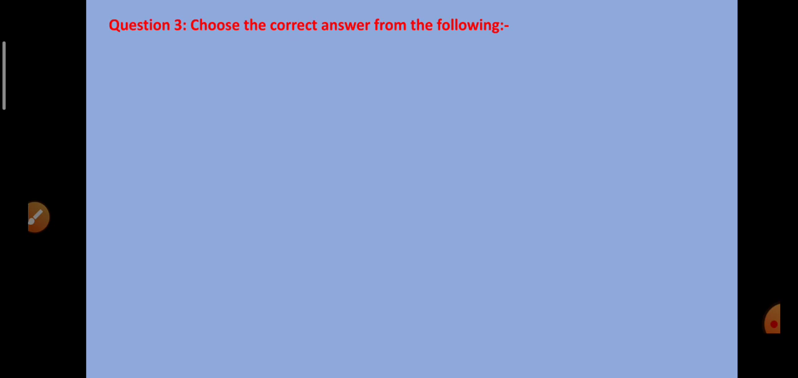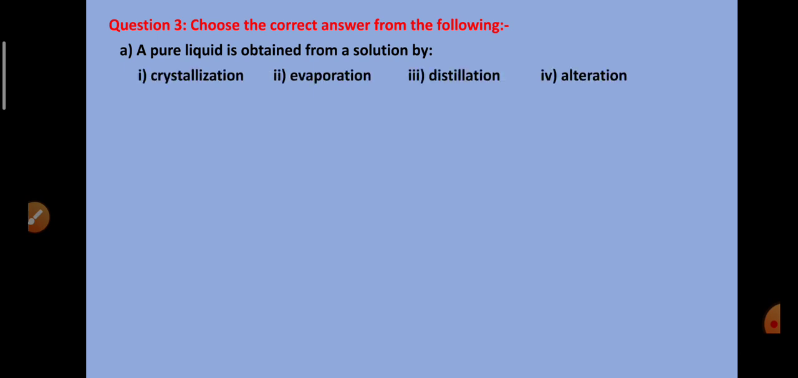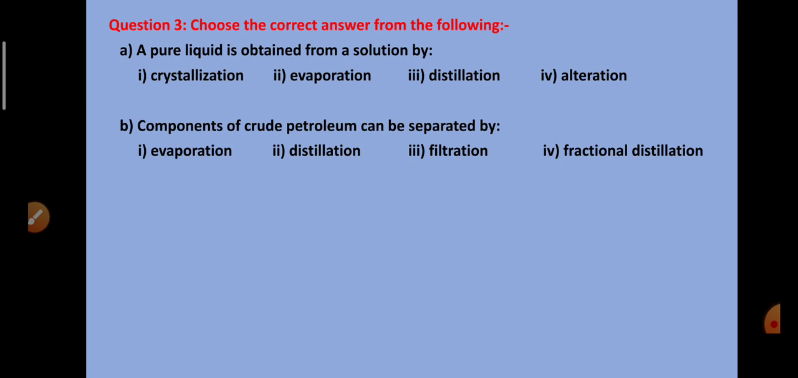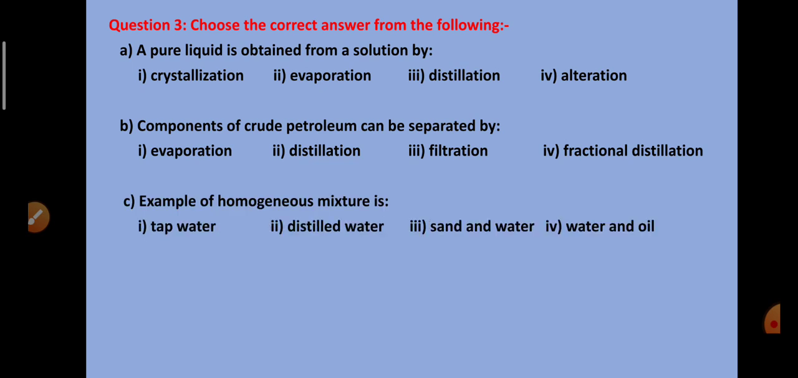Question number 3. Choose the correct answer from the following. A pure liquid is obtained from a solution by. The options are crystallization, evaporation, distillation, and alteration. The next question is components of crude petroleum can be separated by evaporation, distillation, filtration, and fractional distillation. Example of homogeneous mixture is tap water, distilled water, sand and water, water and oil.